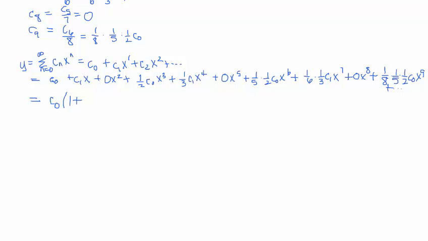So I have 1 plus 1/2 x cubed plus 1/5 times 1/2 x to the 6th plus 1/8 times 1/5 times 1/2 x to the 9th plus dot dot dot. Remember, this goes on forever, so that's one of my series solutions. And then C1, all the stuff times that.